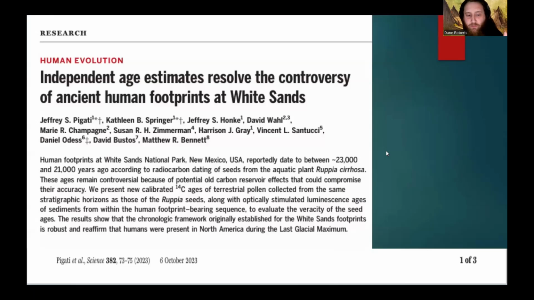And as I mentioned a little bit earlier, the best archaeological evidence we have for the earliest time period of the settlement of North America via the Kelp Highway comes from the White Sands area of New Mexico, White Sands National Park. And the evidence for this is discussed in this paper from the journal Science, authored by Jeffrey S. Pagati et al., titled Independent Age Estimates Resolve the Controversy of Ancient Human Footprints at White Sands.